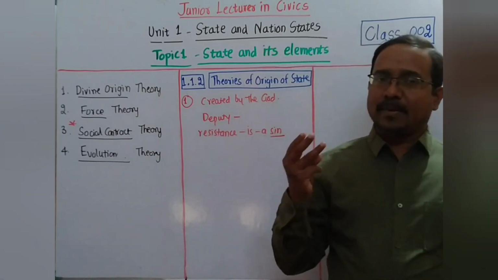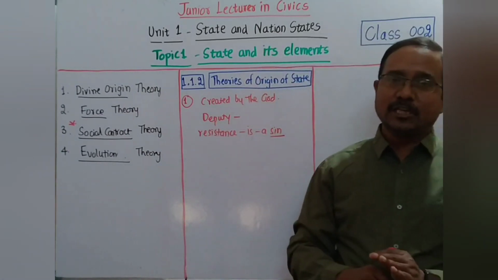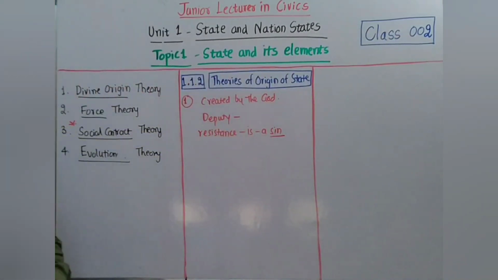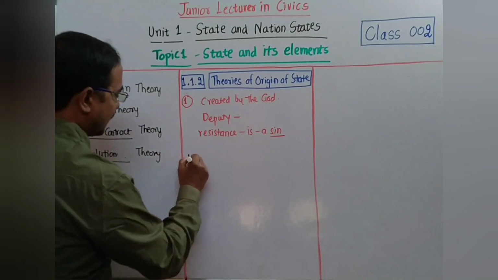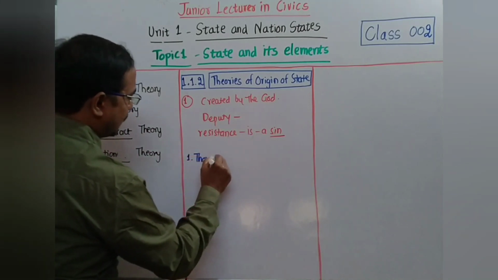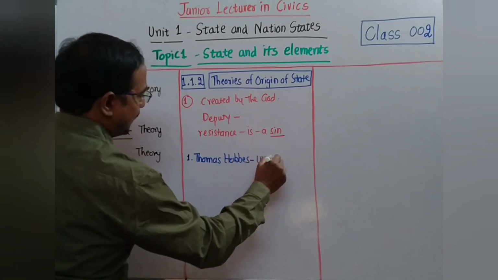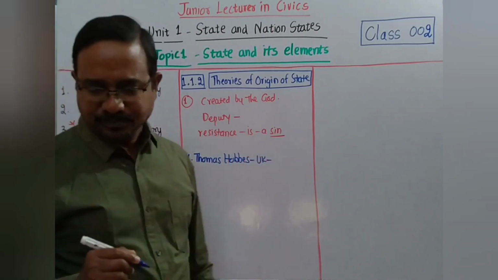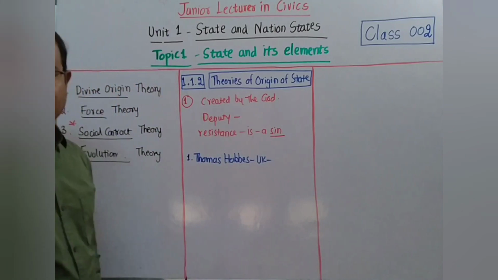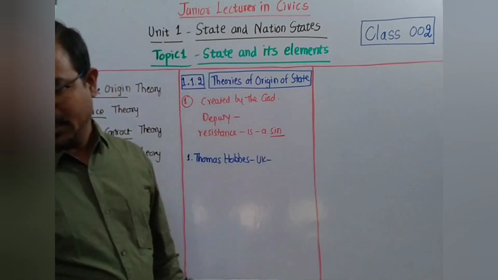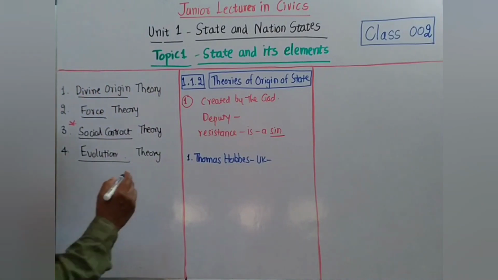There are three main exponents. Exponents means supporters of this theory. The first supporter is Thomas Hobbes. He belongs to England, and he proposed this theory in his book Leviathan, in 1651.